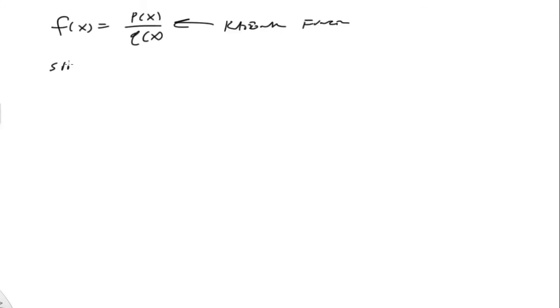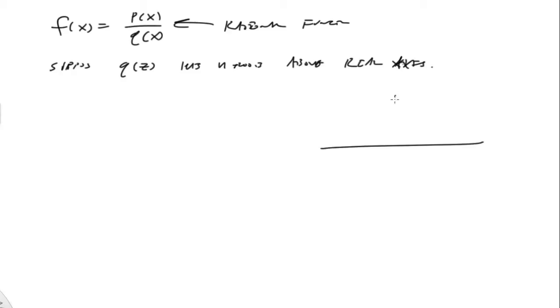And now suppose that q of z now has n roots above the real axis. Okay, so what we're looking at here is the complex plane. Like that. And there are n roots above the real axis, and we can give those a little set name zk, from k equals 1 all the way to n.